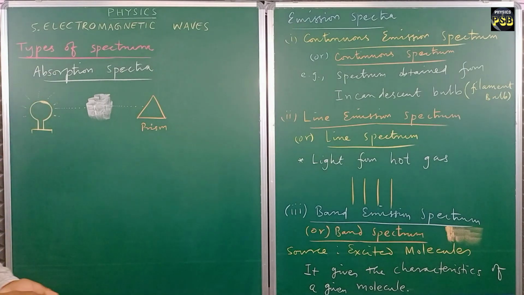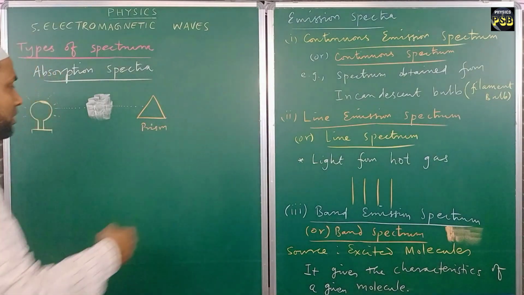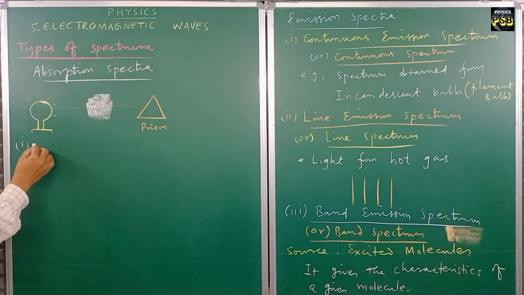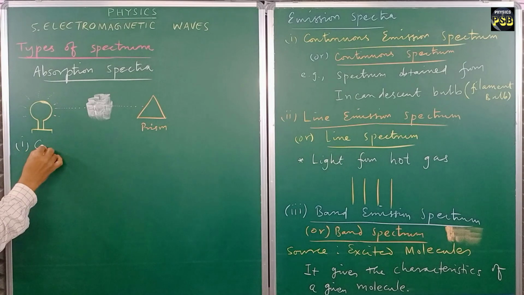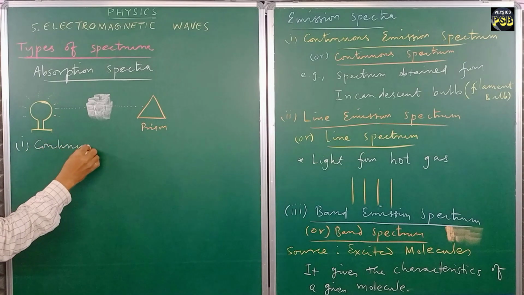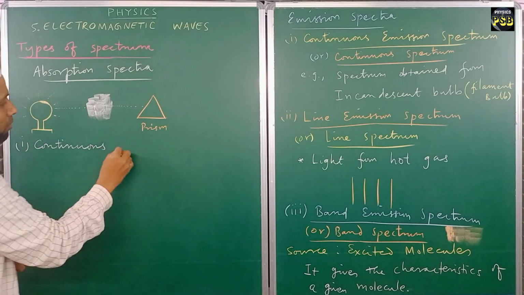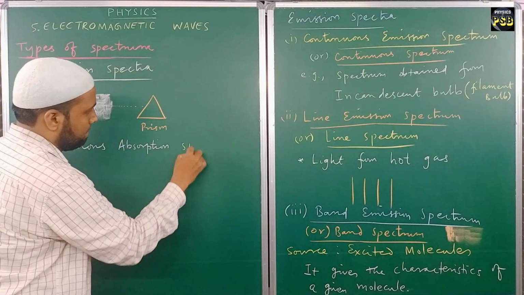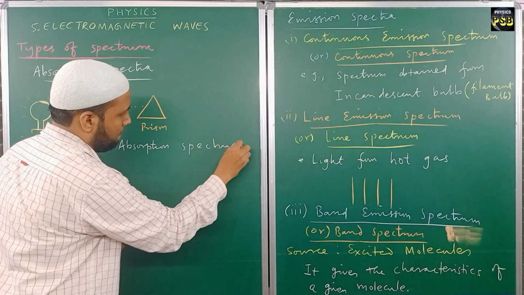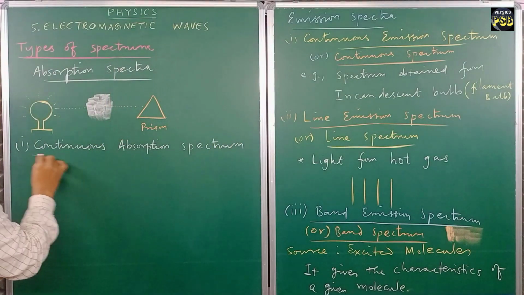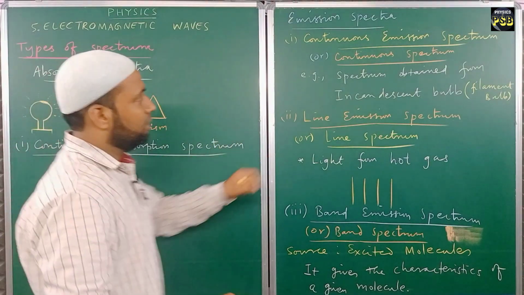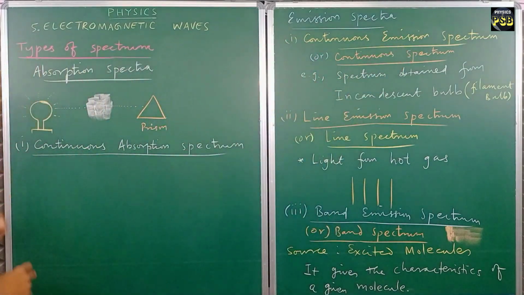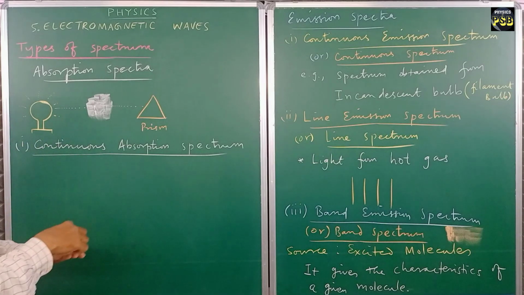It is again classified into three, in a similar way. First one is the continuous absorption spectrum. See what I have done? I have replaced the word emission with absorption. So you get the first type of absorption spectra.